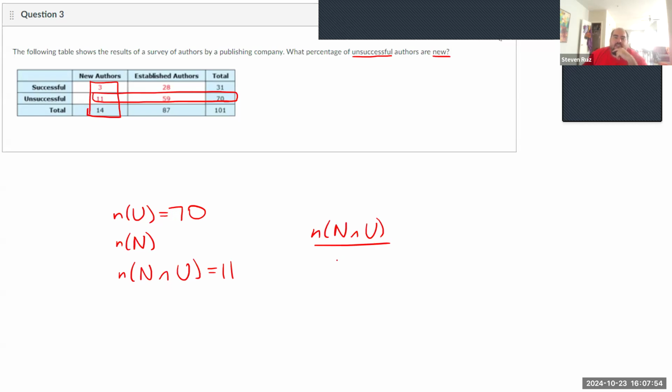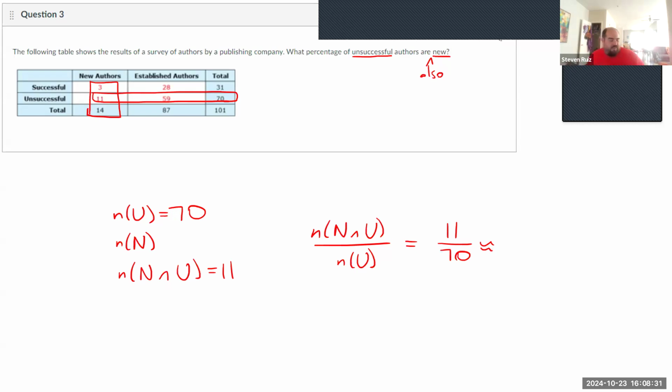So of the unsuccessful authors, which of those are also new? We don't see the word "also" in here, but that's kind of implied in the question. If I'm looking among the unsuccessful authors, then I want to consider the new authors, but I don't want to consider the new successful authors, just the new unsuccessful authors. So this percentage is going to be found by dividing 11 by 70, which is approximately what?